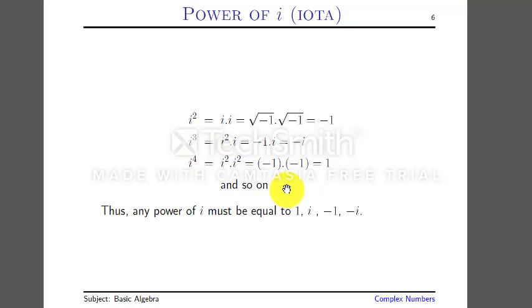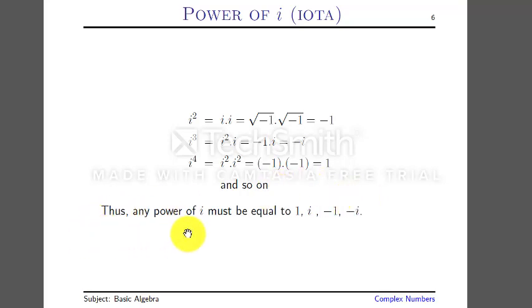Iota 5 value will be iota, because iota 5 means iota 4 dot iota. Bases are same, powers will be added. Base is iota, power is 4 plus 1, which is 5. Iota 5 means iota 4 dot iota. Iota 4 is 1, so the answer of iota 5 will be iota, when 1 multiplies with iota, and so on.